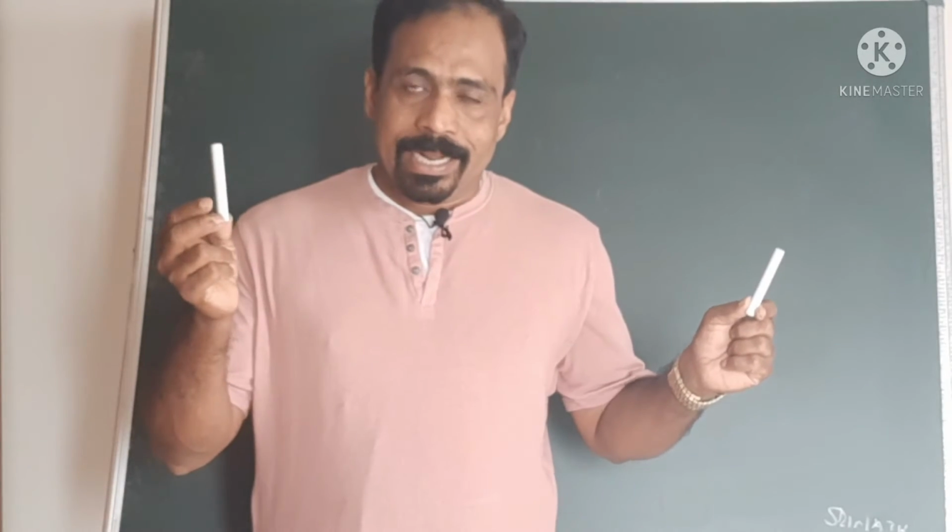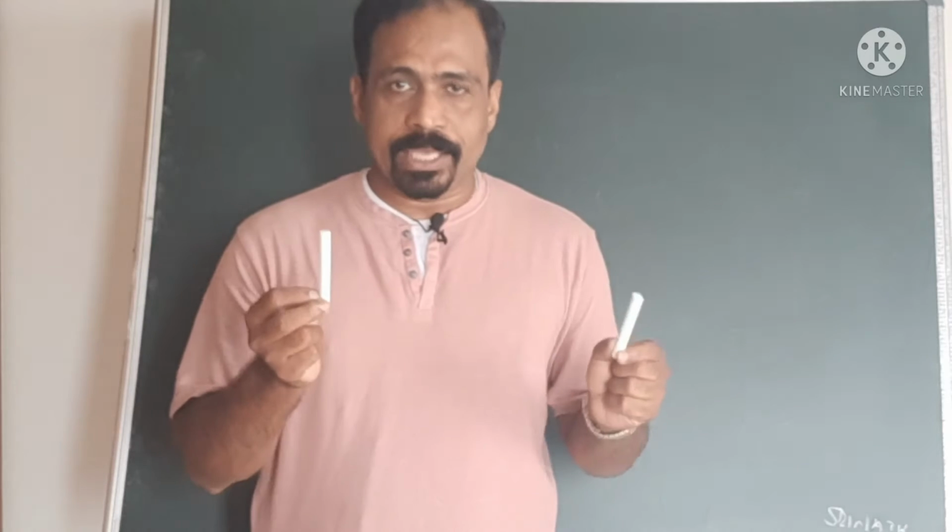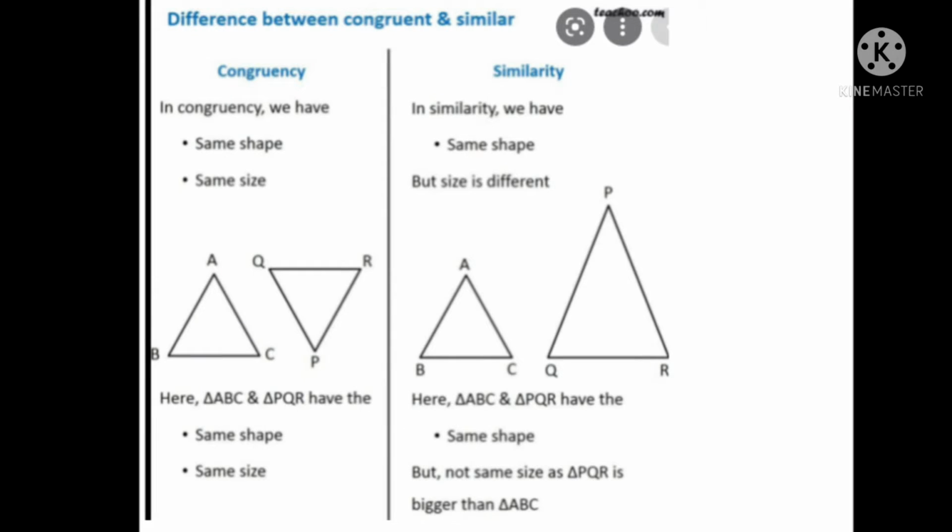Now let us try to understand the same thing as far as the triangles are concerned. Now you can see there are 2 sets of triangles. In the case of congruency, they have same shape and same size. So we can say that they are congruent triangles. But you can see it on the right side, they have the same shape but their size is different. So they are known as similar triangles.